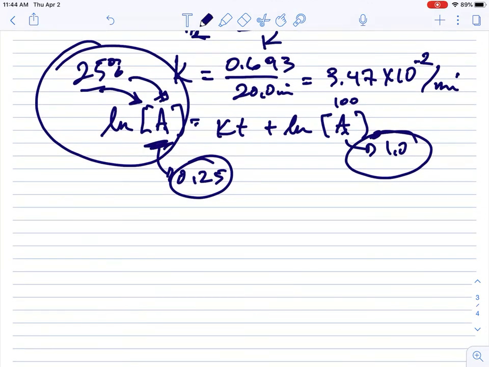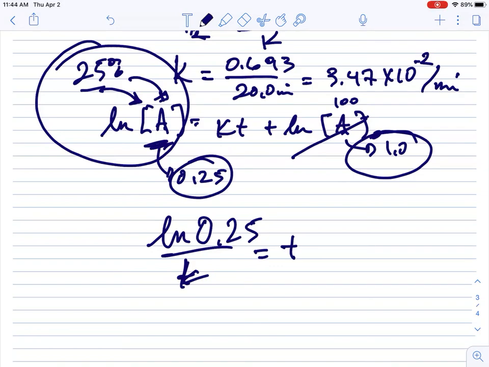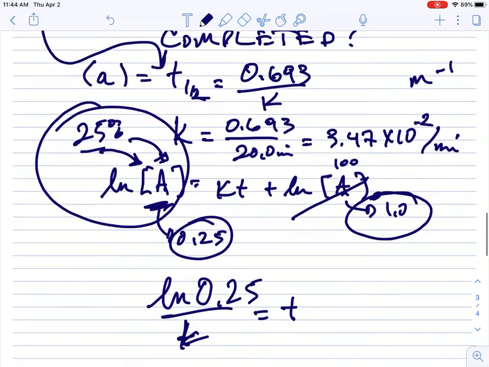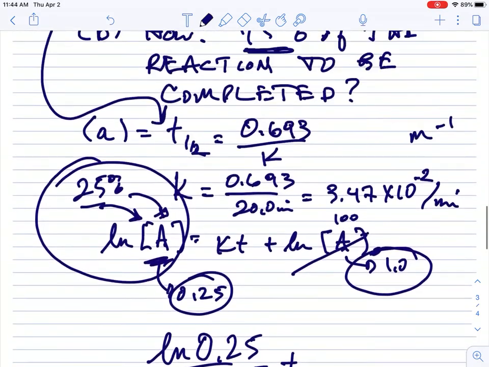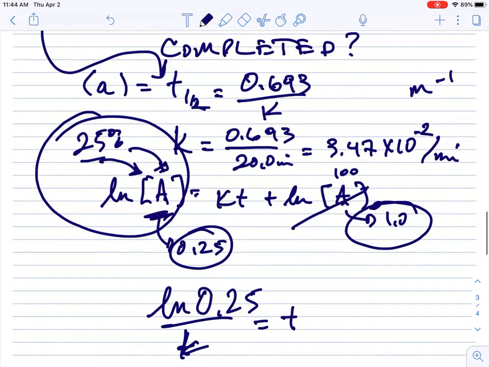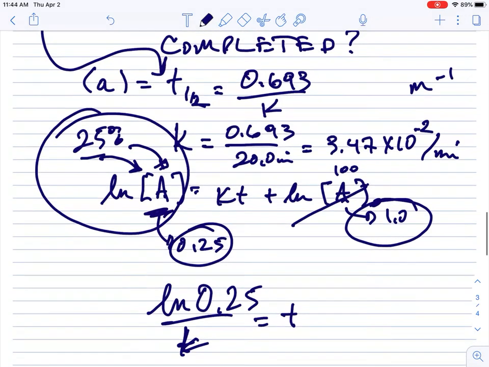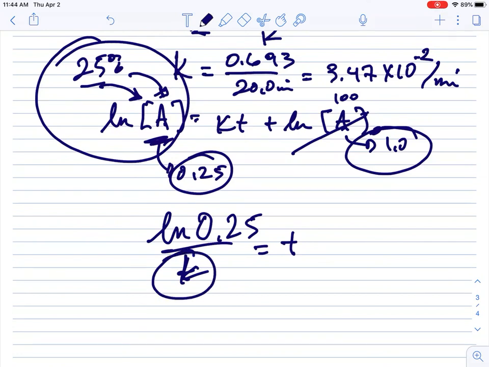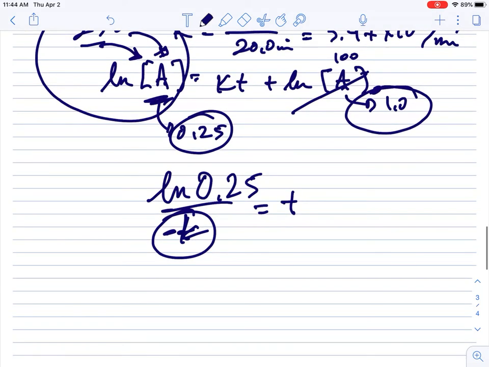So now if I go through this, I'm going to take the natural log of 0.25 and this has gone away. Then I'm going to divide by K. That's going to equal my half-life. Now, here's what's important, okay? Because this is a first-order reaction, this K value is going to be a negative number, okay? So this is actually a negative value because of the slope of that line.